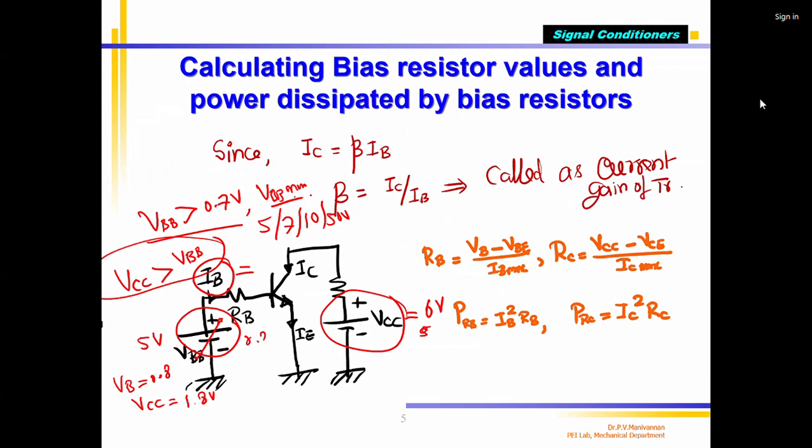What do you mean by amplifier? That means if IB is given, it will be multiplied by beta times. So IC will be flowing. Beta times IB will go. Then only I say that my transistor is working as an amplifier. Otherwise, it is not so.